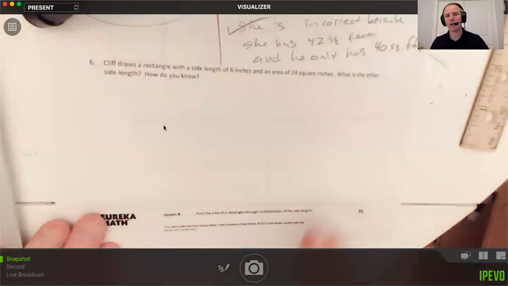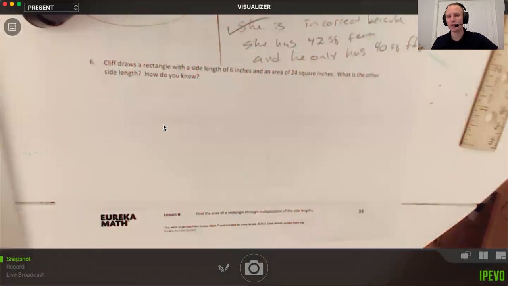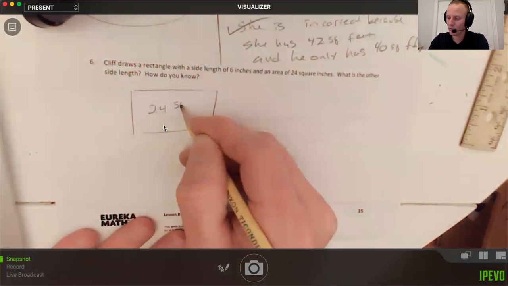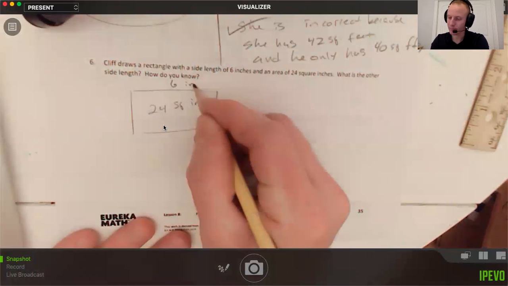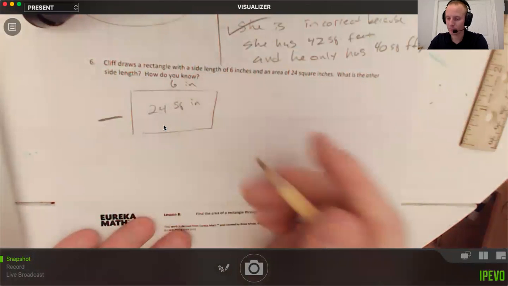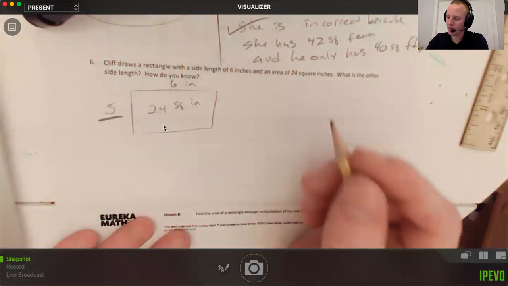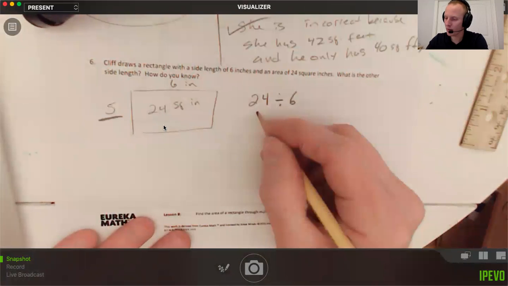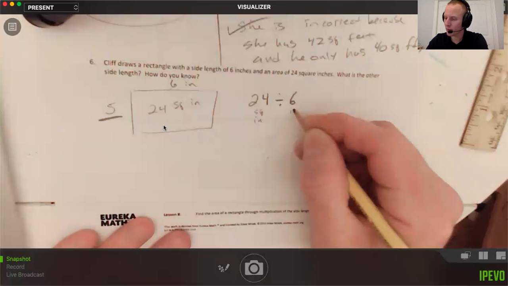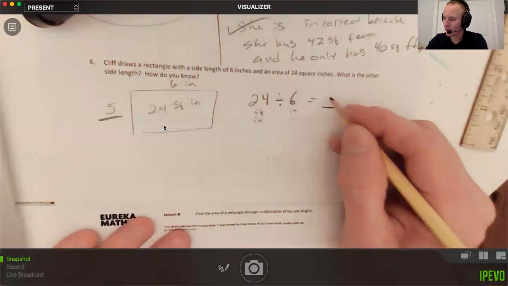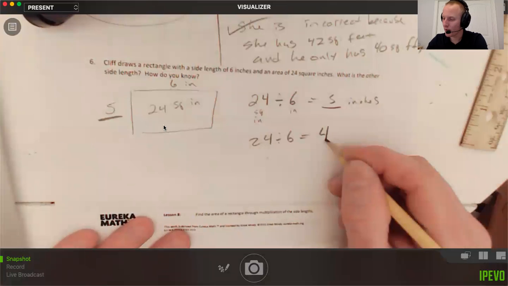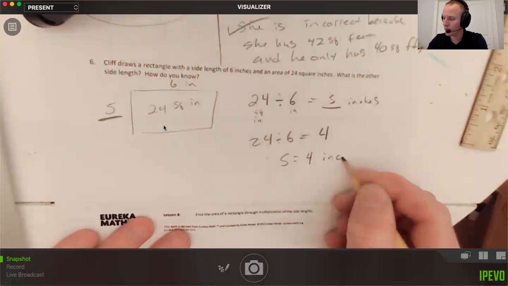And last one, Cliff draws a rectangle with side length 6 inches and an area of 24 square inches. What is the other side length and how do you know? So you could draw it if you want. 24 square inches, 6 inches, and the missing piece over here, right? Call it S for side length. I'm going to say 24 square inches divided by 6 inches equals S inches. 24 divided by 6 equals 4. S equals 4 inches.